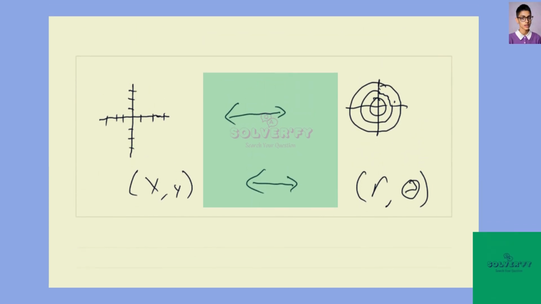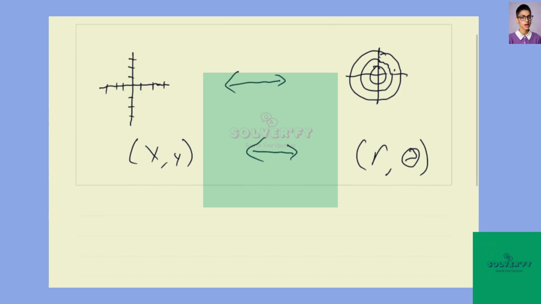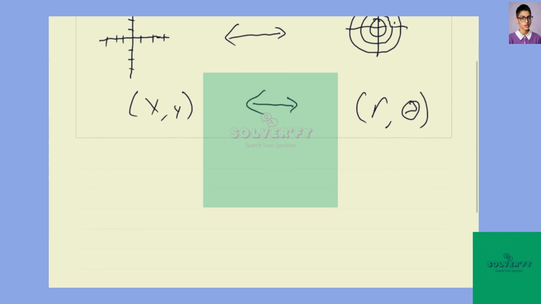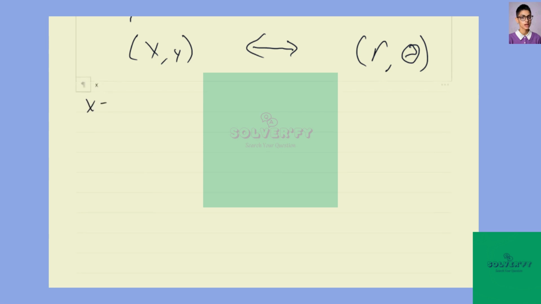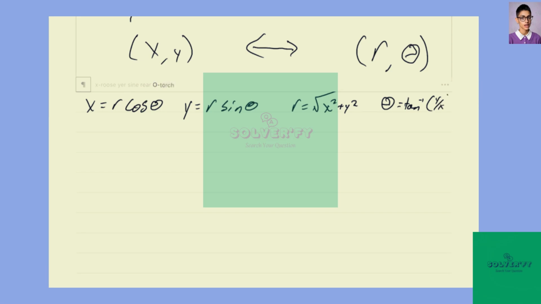This problem deals with converting polar coordinates to Cartesian coordinates and converting Cartesian coordinates into polar coordinates. This can be done using these four formulas. x equals r cosine theta, y equals r sine theta, r equals the square root of x squared plus y squared, and theta equals the inverse tangent of y divided by x.